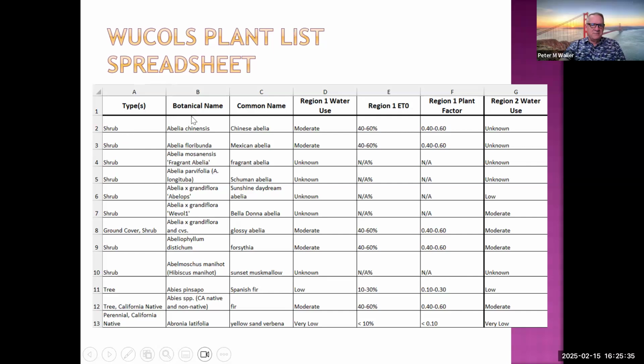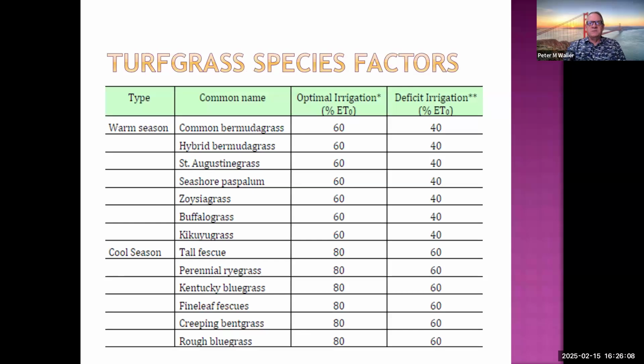But anyway, they list the type of plant, both the botanical name and the common name, and then they list basically the crop coefficient. So this might be a species coefficient of 0.5, since they're listing 40 to 60% of reference ET. And then "not applicable," I suppose that means they wouldn't grow Abelia, whatever, in region 1, that kind of thing. But you can download that spreadsheet.